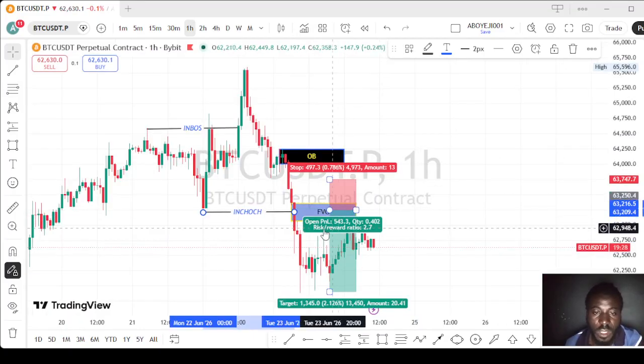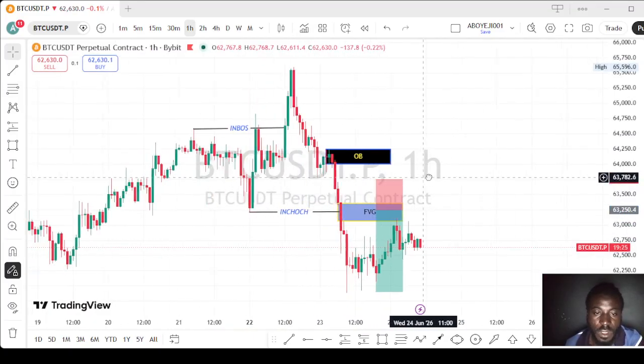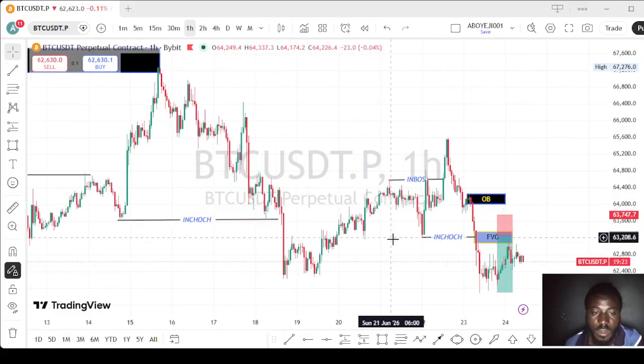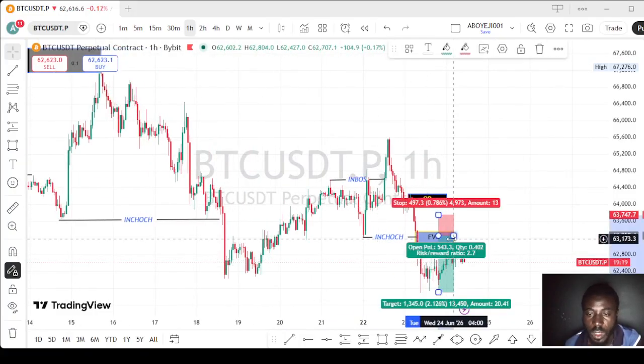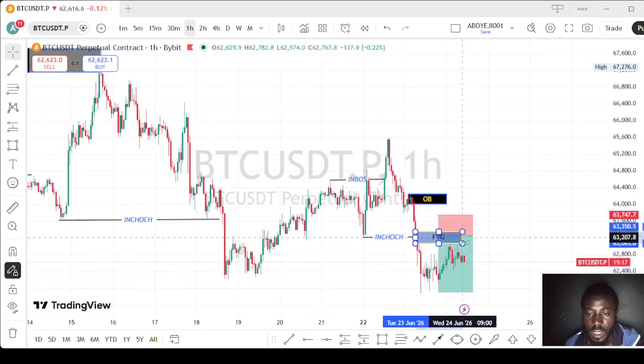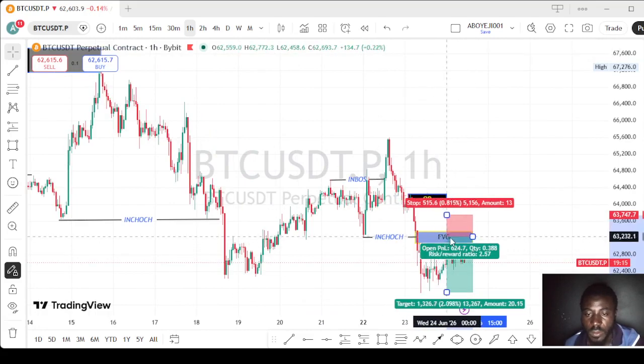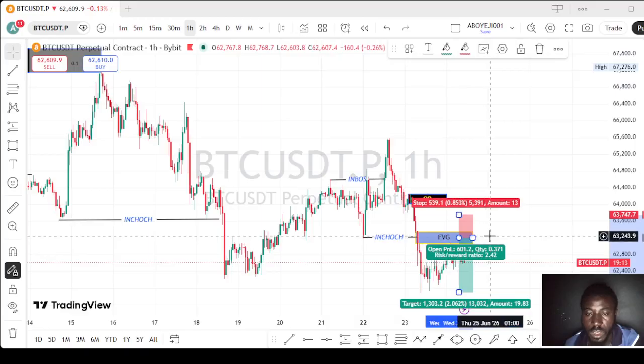This is 1 hour time frame. This is what we are having. You can see the break of structure. We have seen the change of character. So I'm still expecting the market to mitigate this 1 hour FEG before I can see which trend.